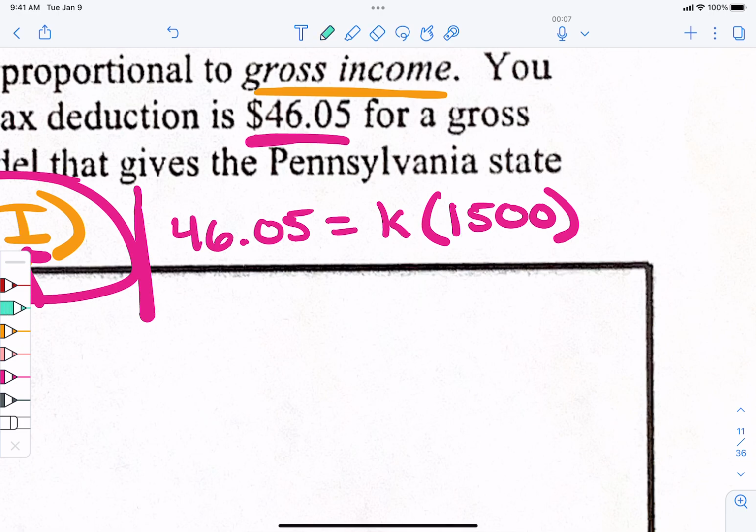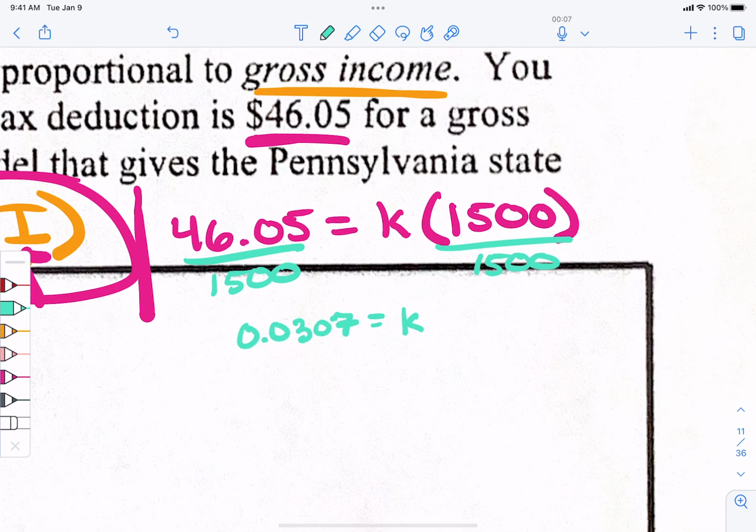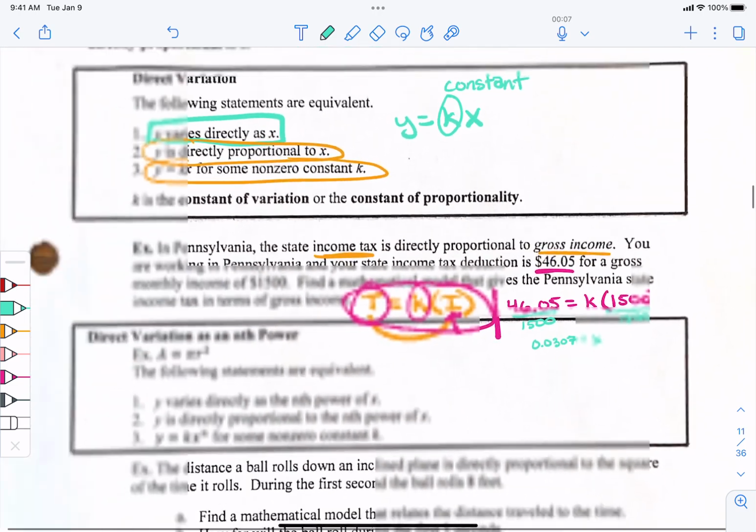So divide by 1,500. What is 46.05 divided by 1,500? What's my tax rate? Whatever that is, 0.0307. So it's 3.07%, or 3.1% basically. That's not that bad.